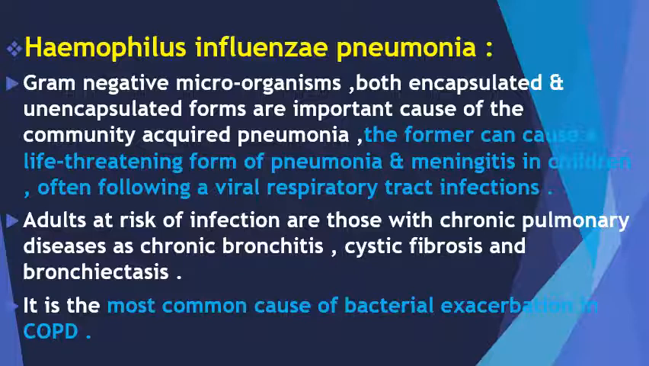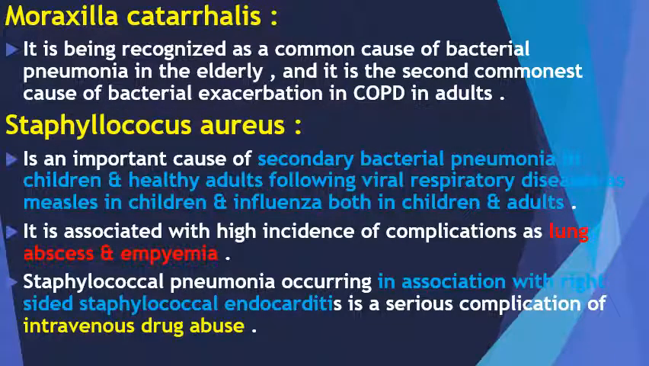Also, certain adults are at risk of this infection, especially those who have cystic fibrosis, chronic bronchitis, chronic obstructive airway disease. Haemophilus influenzae pneumonia is considered the most common cause of bacterial exacerbation in COPD. The other bacteria, considered the second commonest cause of bacterial exacerbation in COPD in adults, is Moraxella catarrhalis. It is recognized as a common cause of infection in elderly patients.